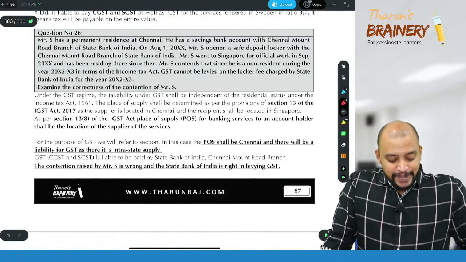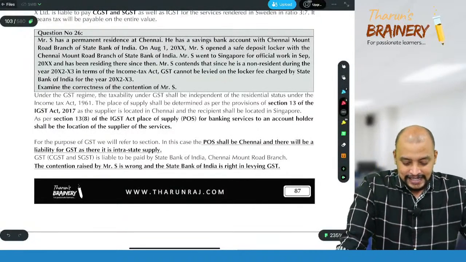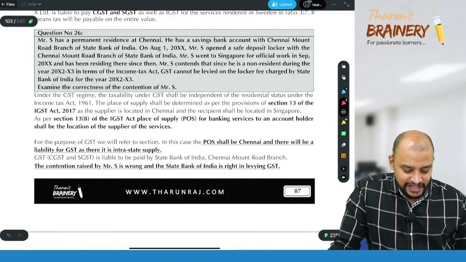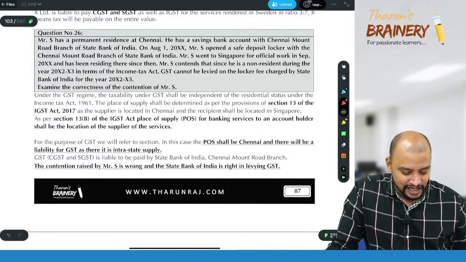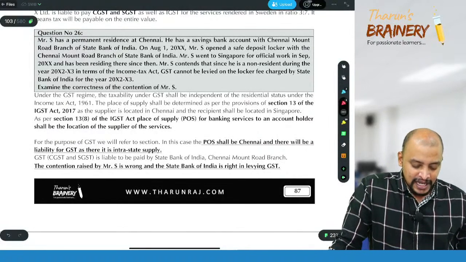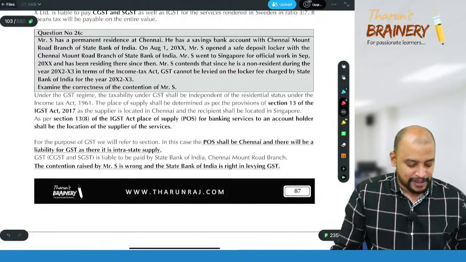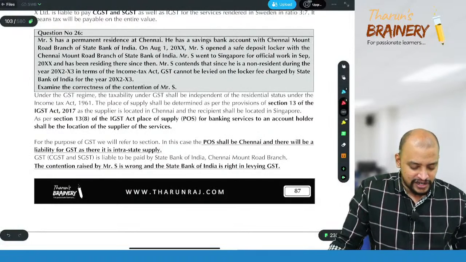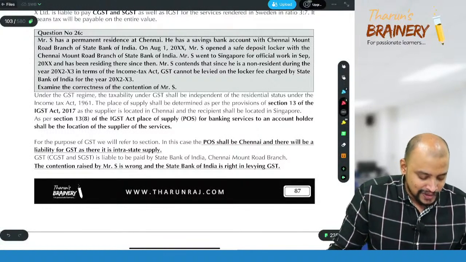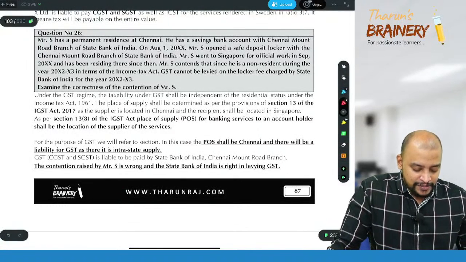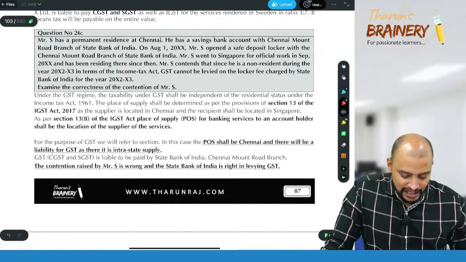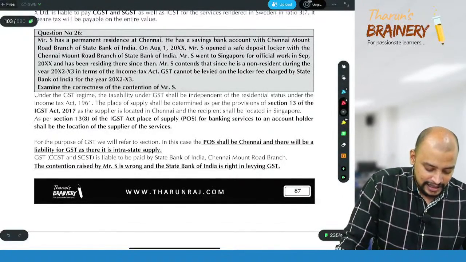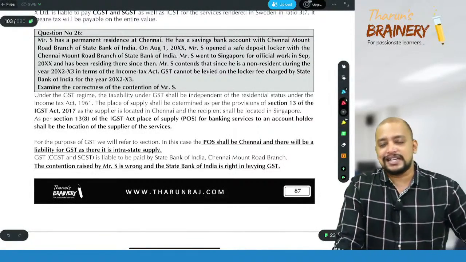See this. Question number 26. Mr. S has a permanent residence at Chennai. He has a savings bank account with the Chennai Mount Road branch of State Bank of India. On August 1st, S opened a safe deposit locker with the Chennai Mount Road branch of SBI, and S went to Singapore for official work in September and has been residing there since then. Mr. S contends that since he is a non-resident during the year 2012-13, that is the next year, in terms of the Income Tax Act, GST cannot be levied on the locker fee charged by the State Bank of India. Examine the correctness of the contention of Mr. S.